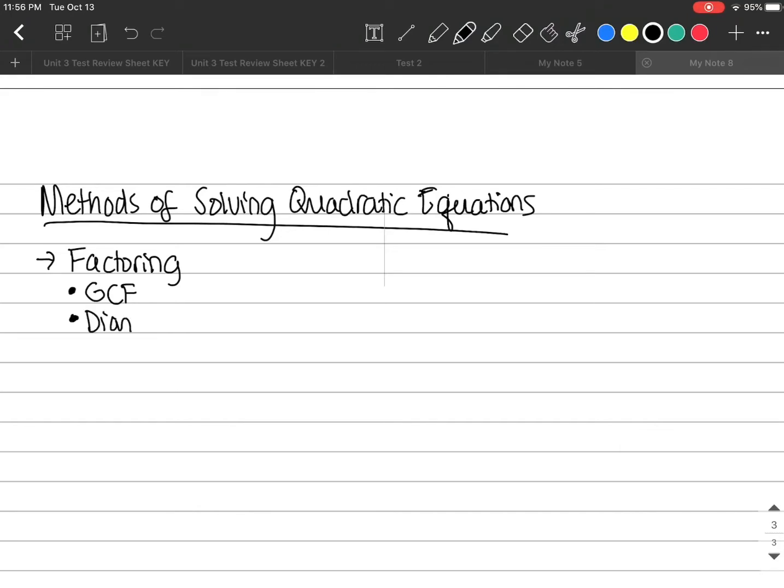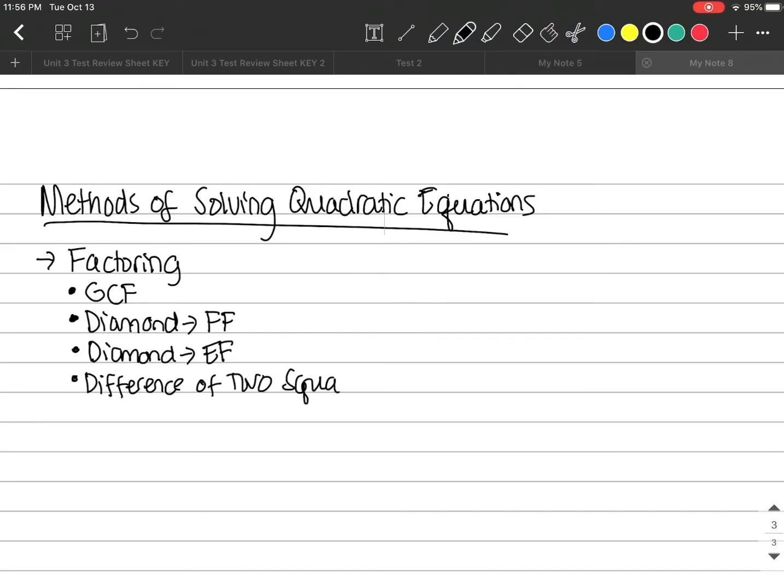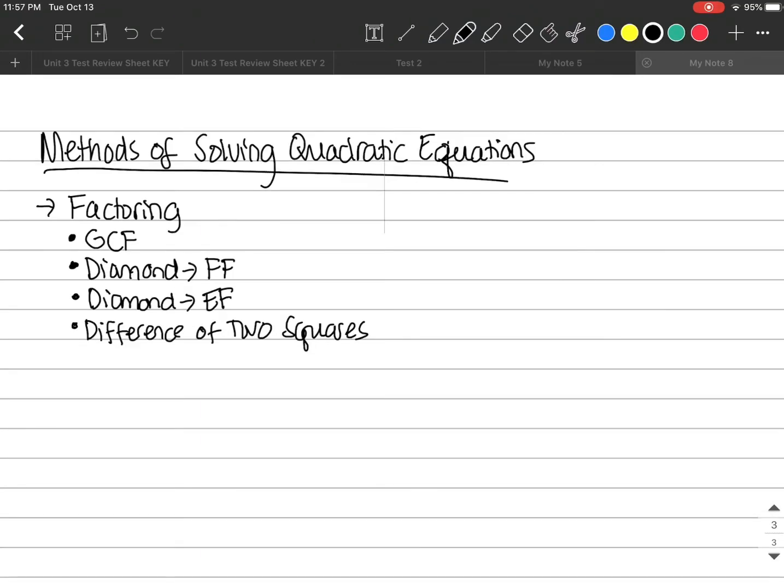Diamond to expanded form, diamond to factored form. We have diamond to expanded form. We just talked about all of these and the difference of 2 squares. So I know for factoring, if I have any of these things will work after I simplify to have 0 on one side and everything else on the other side, then I know I'm going to be using the factoring method.